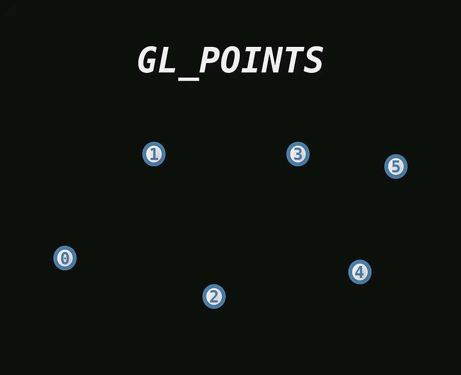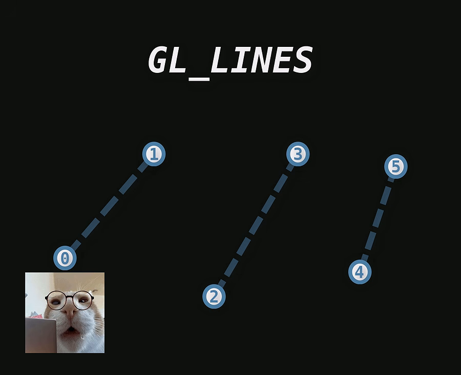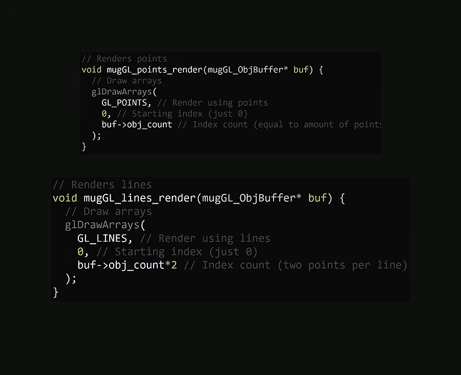While I can use GL points to take a list of vertexes and draw a point for each one, I can use GL lines to take each group of 2 vertexes and connect them together using a line. Because of that, I can just mostly recycle the shader and buffer functions from the points and simply define the rendering functions as using GL lines instead of GL points.